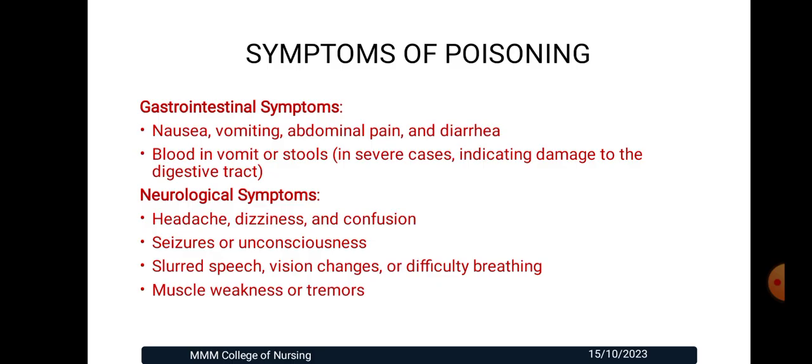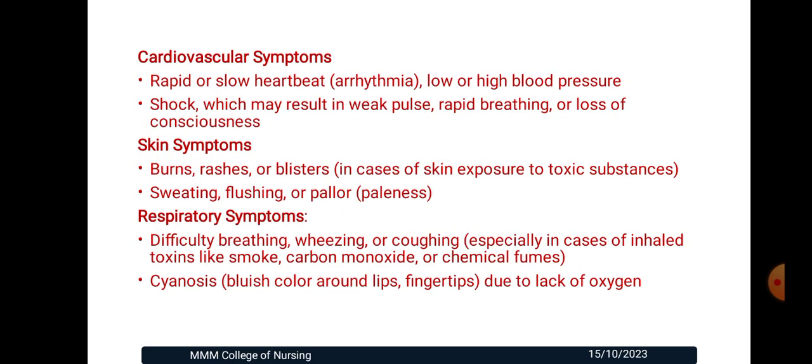Symptoms of poisoning: Gastrointestinal symptoms: nausea, vomiting, abdominal pain, and diarrhea, blood in vomit or stools in severe cases indicating damage to the digestive tract. Coming to the neurological symptoms: headache, dizziness, and confusion, seizures or unconsciousness, slurred speech, vision changes or difficulty breathing, muscle weakness or tremors. Coming to the cardiovascular symptoms: rapid or slow heartbeat, arrhythmia, low or high blood pressure, shock which may result in weak pulse, rapid breathing, or loss of consciousness.